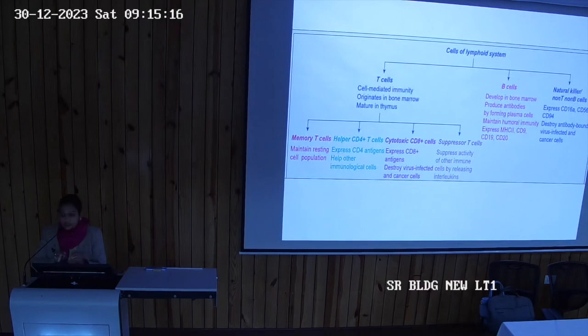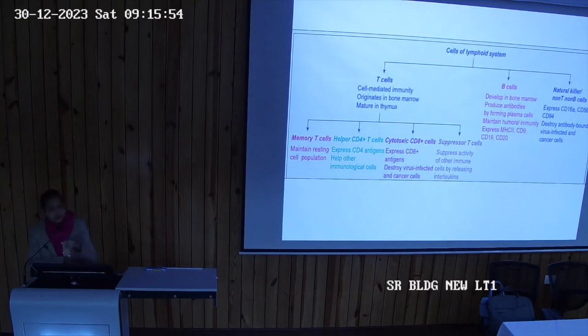suppressor T cells. Then the B cells, they develop in the bone marrow. They produce antibody by the formation of plasma cells. So here again one MCQ question is there, that plasma cells are formed by which lymphocytes? B lymphocytes, and the immunity associated with them will be, what type of immunity it is, which is mediated by the antibody? Humoral. The natural killer cells, they are non-T, non-B cells. They express CD16A, CD56 and CD94 surface molecules. They destroy antibody bound virus infected and cancer cells like T cells.